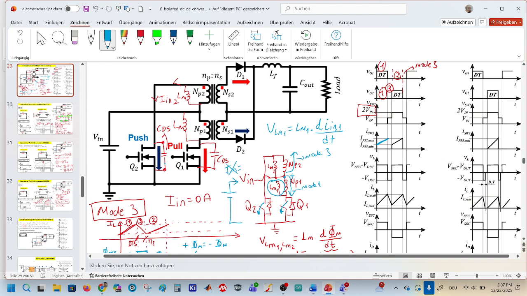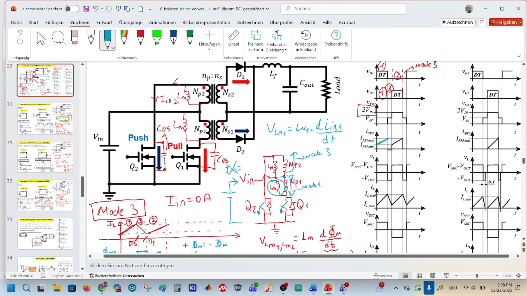And suddenly we switch off Q1. That means there is no current that can flow through this switch or this switch. They are both open. And what happens now? This is that case. Input current, and the input current is now 0 during the third mode.